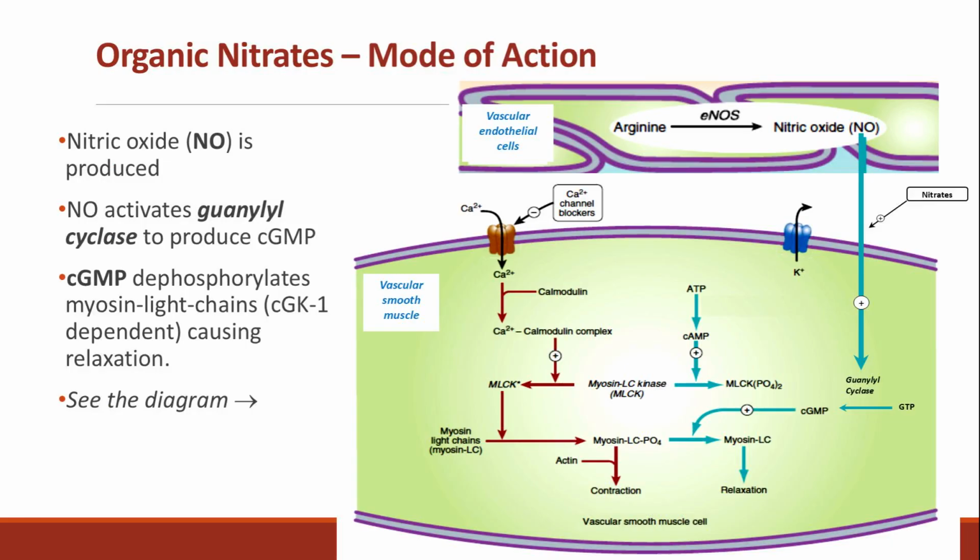Vascular endothelium naturally produces nitric oxide, and the amino acid arginine is the natural donor of NO. The organic nitrates generate NO metabolically as explained above and activate the guanylyl cyclase enzyme to produce cyclic GMP, which eventually dephosphorylates myosin light chains, PKG1 dependent, causing vascular smooth muscle relaxation.